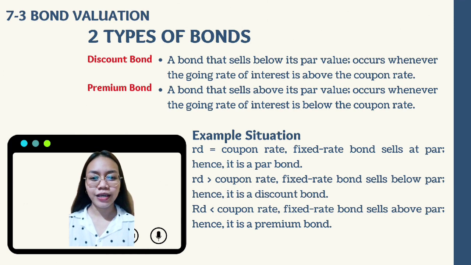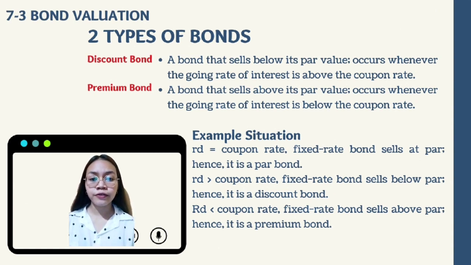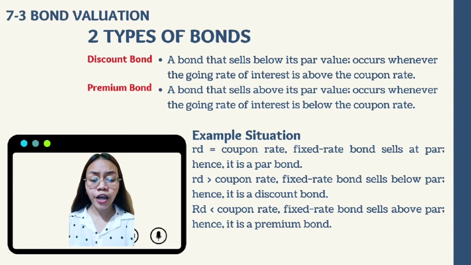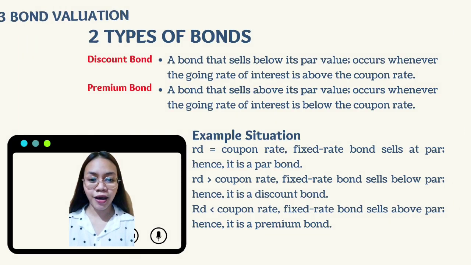There are two types of bond, the discount bond and the premium bond. A discount bond is a bond that sells below its par value, which occurs whenever the going rate of interest is above the coupon rate. A premium bond is a bond that sells above its par value, which occurs whenever the going rate of interest is below the coupon rate. For example, if RD equals the coupon rate, a fixed rate bond sells at par, hence it is a par bond. If RD is greater than the coupon rate, a fixed rate bond sells below par, hence it is a discount bond. If RD is less than the coupon rate, a fixed rate bond sells above par, hence it is a premium bond.